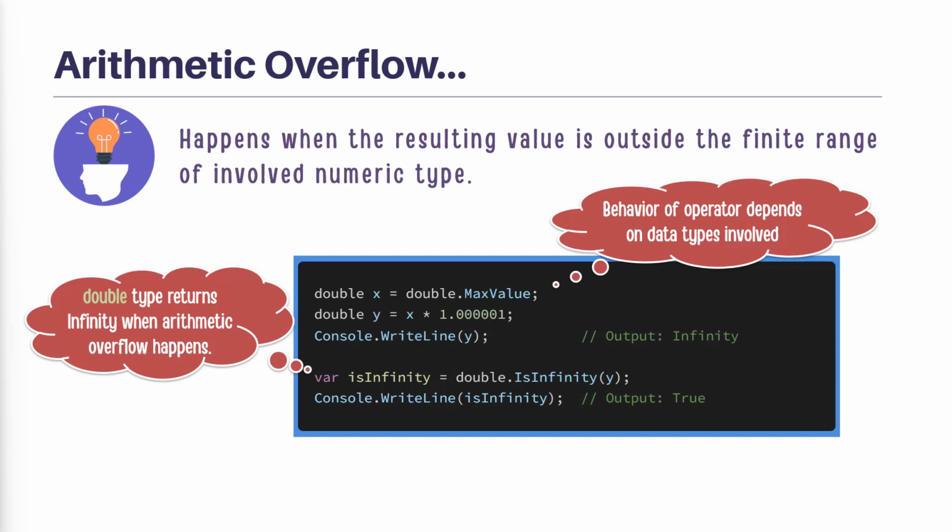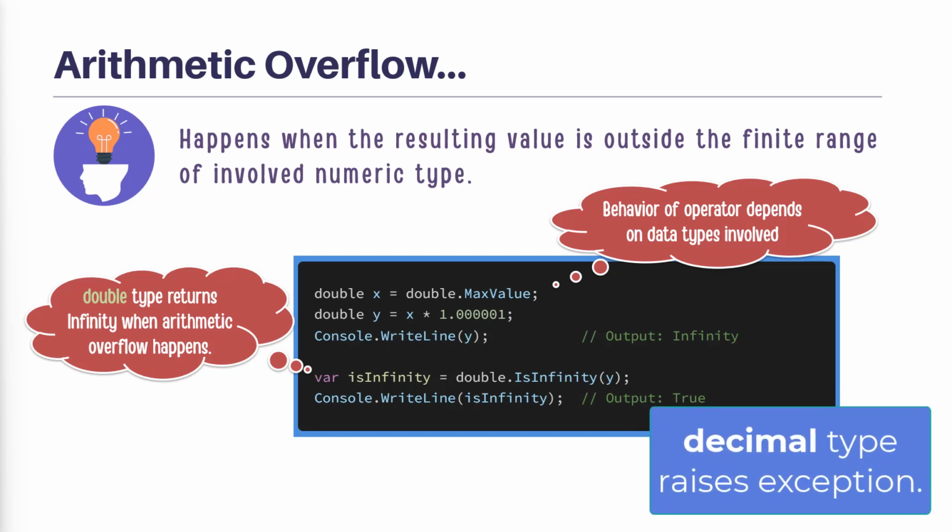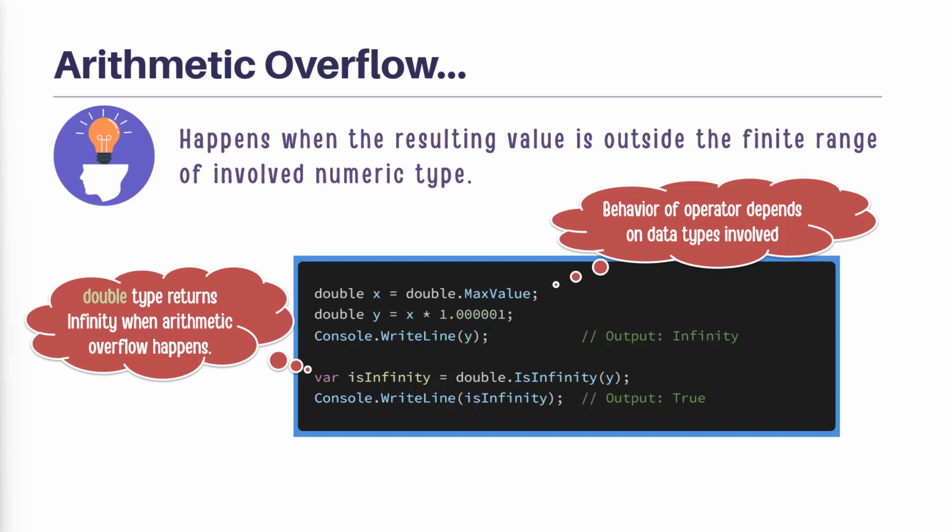On the other hand, if an expression contains decimal type variables, and that expression results in arithmetic overflow, then the decimal type actually throws an overflow exception. An exception is a runtime error. We have not seen what an exception is, so for now, we will not go into further details.